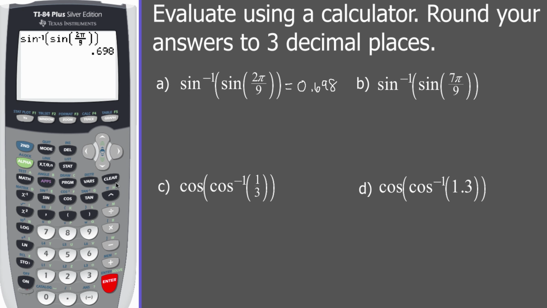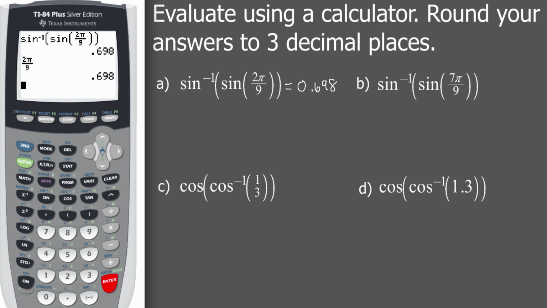Now the other one, same kind of function, but this time we've got 7 pi over 9. But before we get into that, let's just check something here really quick. I want to see if you guys pick this up. If you were to type in 2 pi over 9 on your graphing calculator, notice you get the same value, 0.698. And that's because 2 pi over 9 is in that domain restriction of negative pi over 2 to positive pi over 2 for arcsine. So when we're working with these kind of functions, sometimes you can just look at it and know that's the answer I'll get.